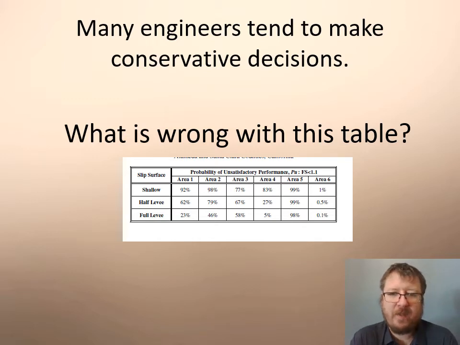All right, so to get to the discussion about probability of unsatisfactory performance versus probability of failure, I think it's important to realize that many engineers are conservative by nature, and in our engineering, we want to design things that are reliable and safe, right? So this is one of the early probability curves that we were working with, and what's wrong with this table that you see there?